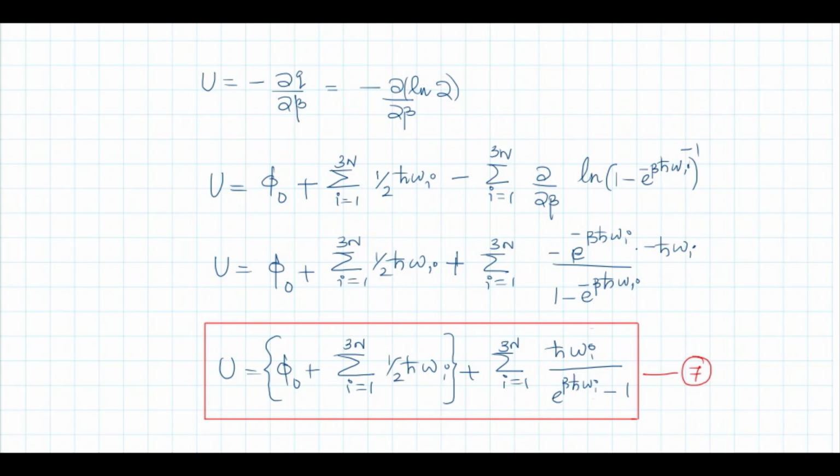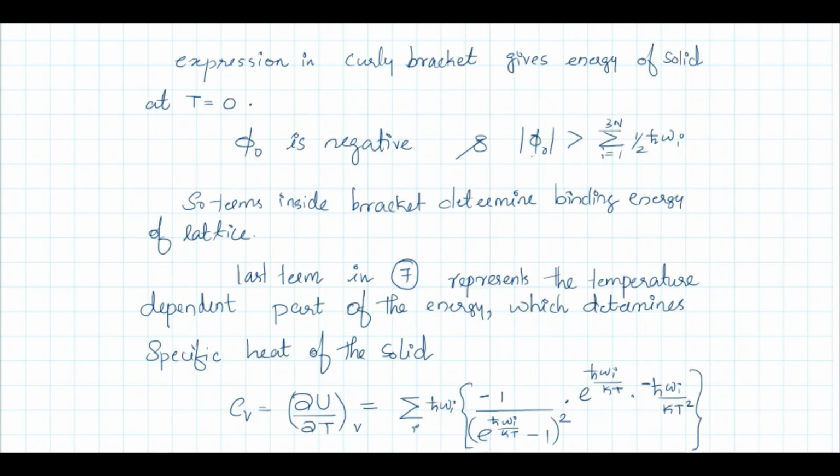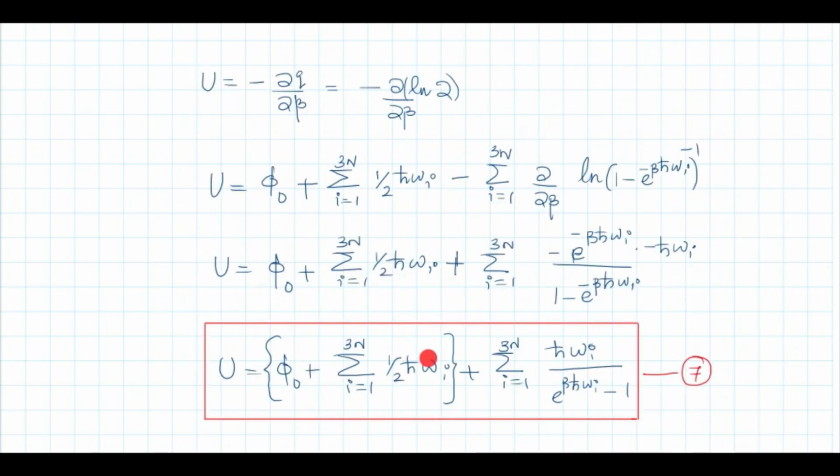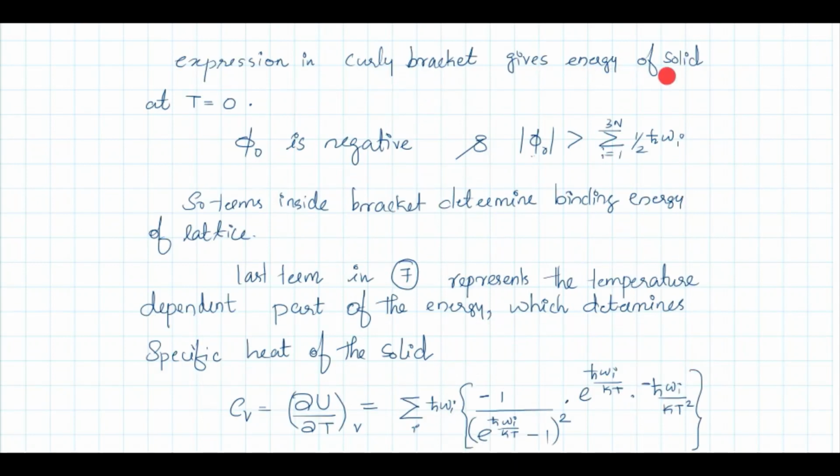So you have a term inside the curly bracket which is phi naught plus the zero point energy of all oscillators, plus a temperature dependent term: sigma i equal to 1 to 3n h cut omega i divided by e raised to beta h cut omega i minus 1. This is the total internal energy of a solid. Call this equation number 7. The expression in the curly bracket gives the energy of the solid at T equal to 0. That is a term which is independent of temperature.